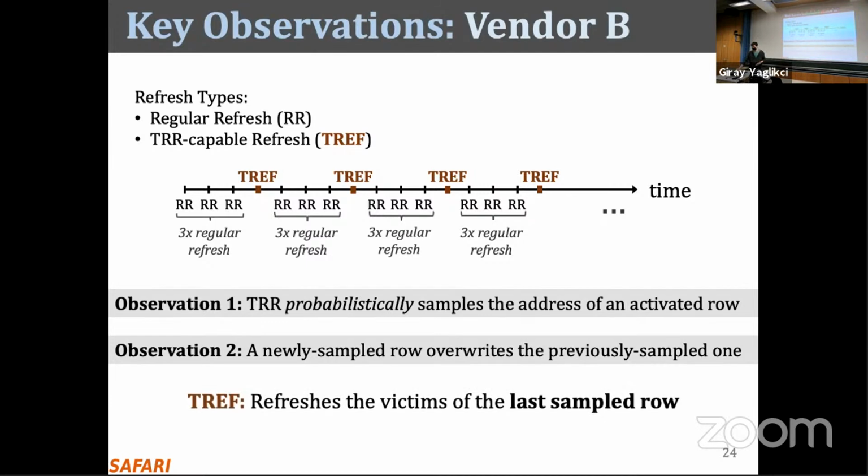Basically, the TR-capable refresh command targets the row address that has been last sampled by the TR mechanism. This is how the TR mechanism of vendor B operates. And it seems that this mechanism assumes that an aggressor row will be activated frequently enough such that the TR will sample the aggressor row with high probability, even if the probability of a single row activation being sampled is low.